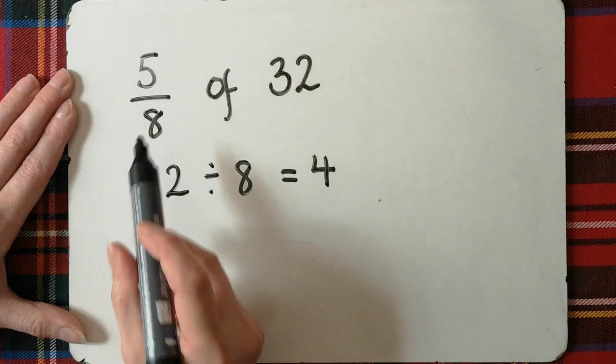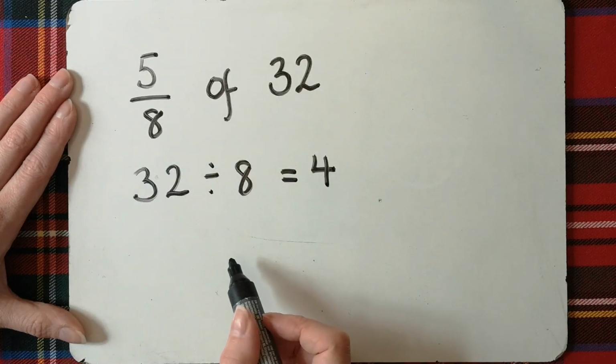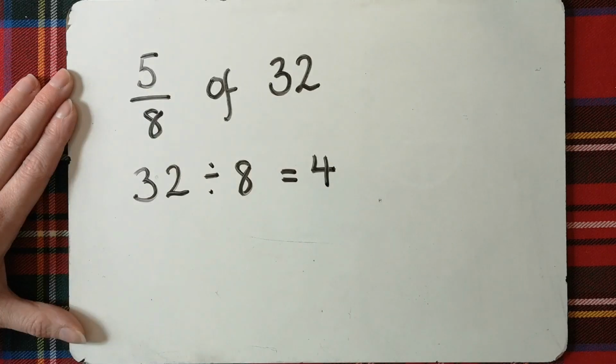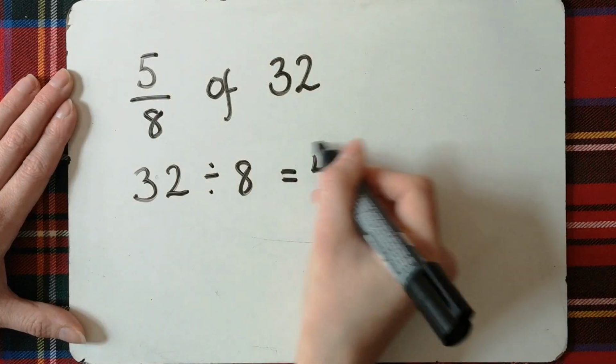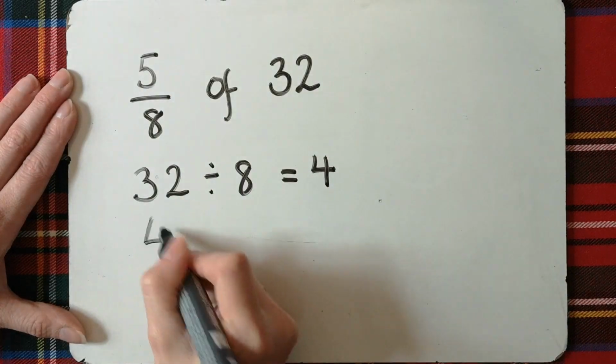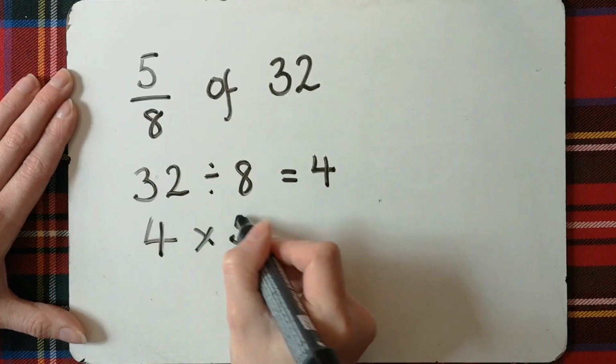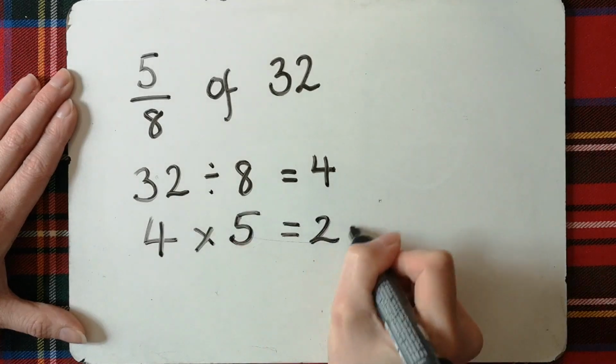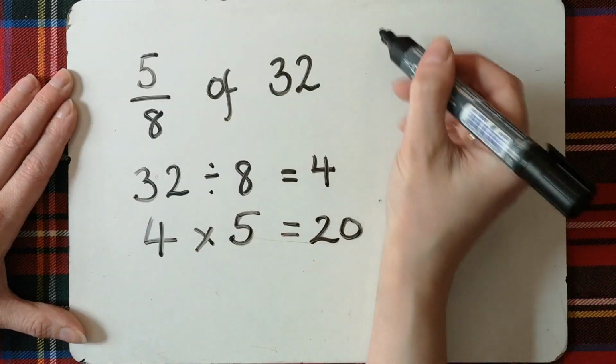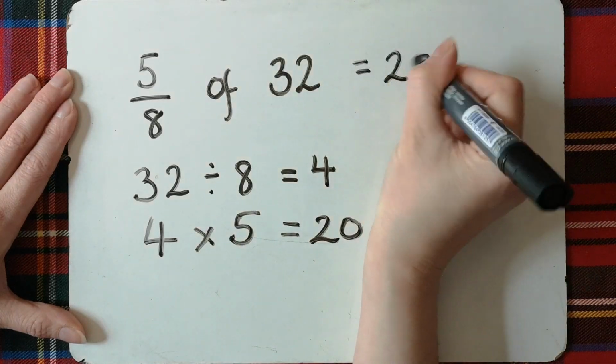So that was step 1, we divide by the denominator. Step number 2, we multiply by the numerator. Multiply this answer here by the numerator. So 4 times 5 gives me 20. So 5/8 of 32 is 20.